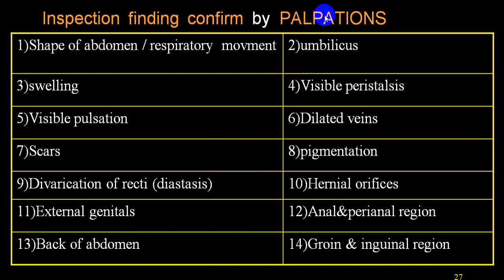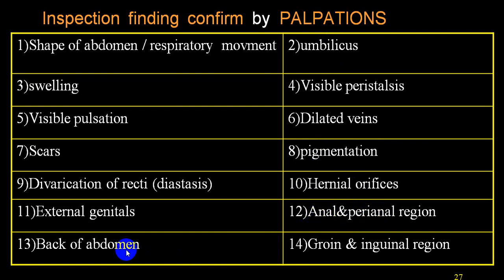Hernial orifices you can examine in detail on palpation regarding the site, size, impulse on coughing, whether it is reducible, non-reducible, whether there is obstruction or not, what structure is present in a hernia, etc. And complete examination of the external genitalia can be done, because now you are allowed to do palpation. Examination of the anal region and perianal region by palpation you can do by PR and proctoscopy, and in females per speculum examination and PV examination, and you can look for tenderness, any discharge, etc.